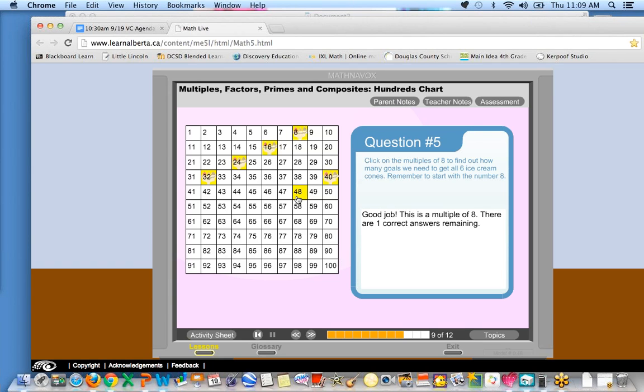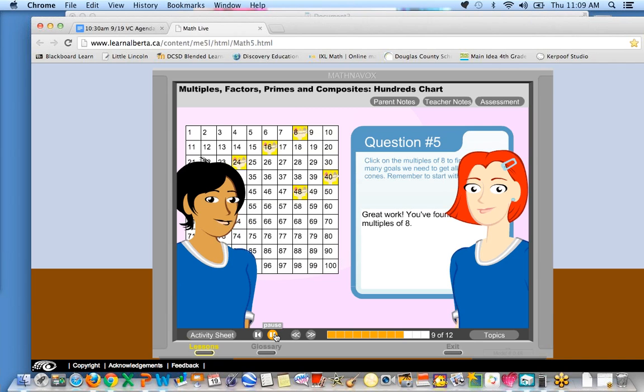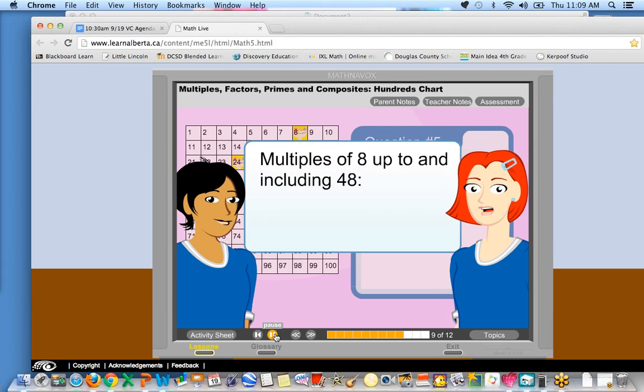Yep, you'd be adding 8, right? Oh, yeah. Great work! You found the multiples of 8 up to and including 48. They are 8, 16, 24, 32, 40, and 48.